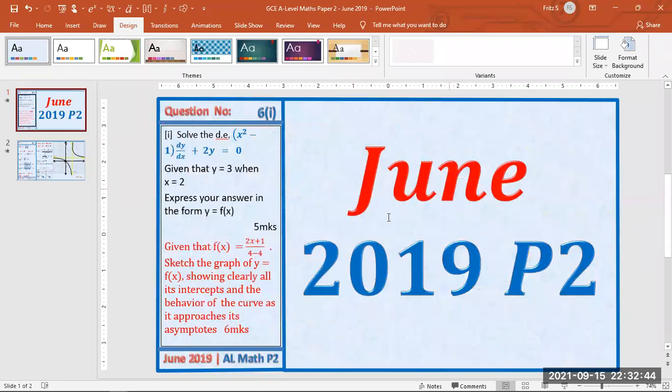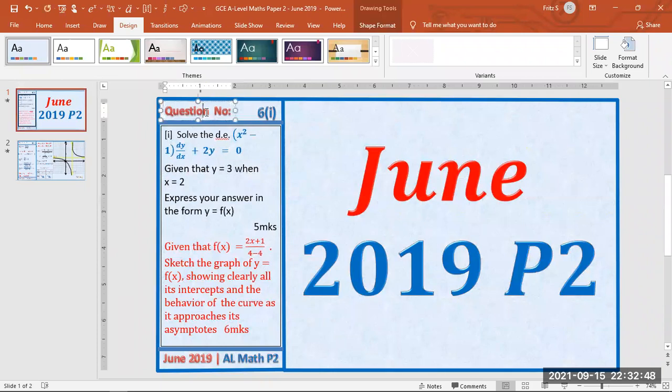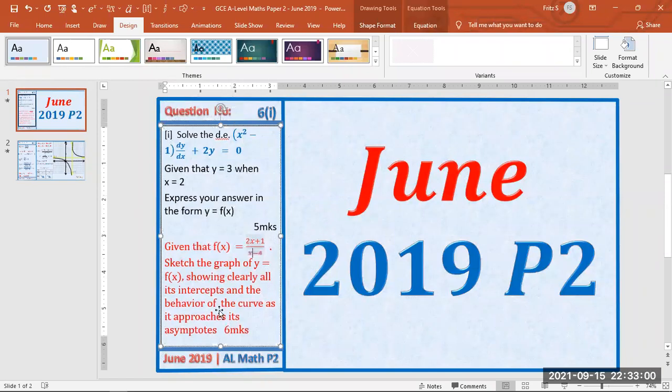So this is the question. We have June 2019, paper 2, as you can see. And I'm concerned with this second part, the part in red. You are given the function (2x + 1)/(x - 4). Sketch the graph of this function, showing clearly all its intercepts and the behavior of the curve as it approaches its asymptote. 6 marks.